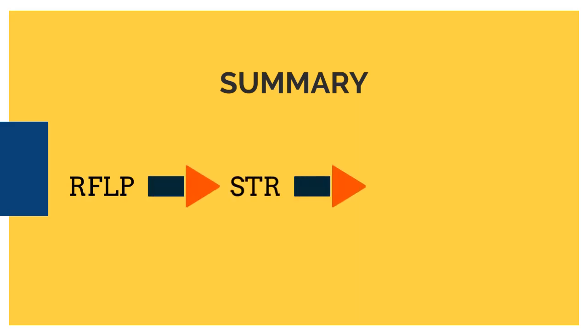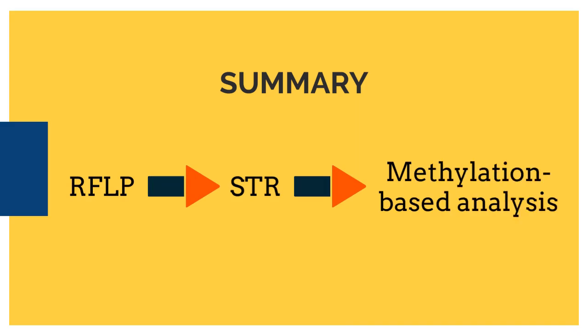Finally, we have come to the end of the video. So here is the summary of the method development in estimating chronological age in forensic field, from RFLP to STR, and now the current method is methylation-based analysis.